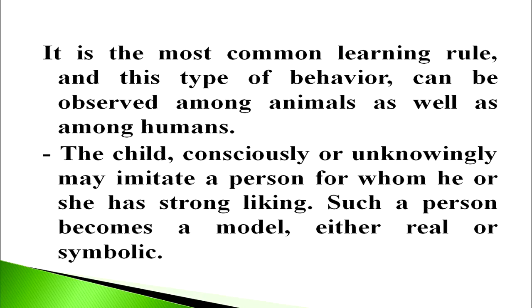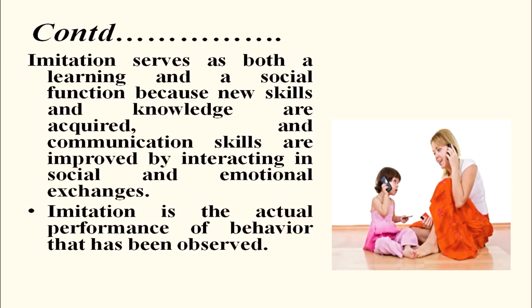The child consciously or unknowingly may imitate a person for whom he or she has strong liking. Such a person becomes a model, either real or symbolic. Usually kids copy their teachers, their favorite heroes or heroines. These all are examples of imitation. Imitation serves as both a learning and a social function because new skills and knowledge are acquired and communication skills are improved by interacting in social and emotional exchanges. Imitation is the actual performance of behavior that has been observed.